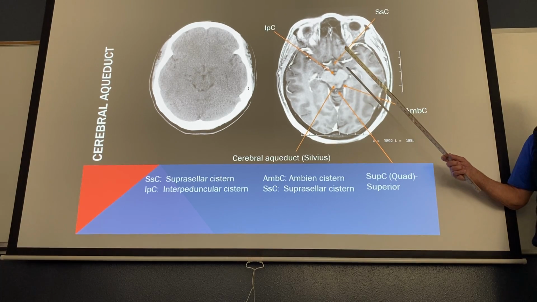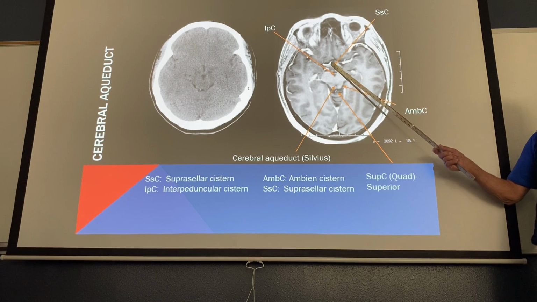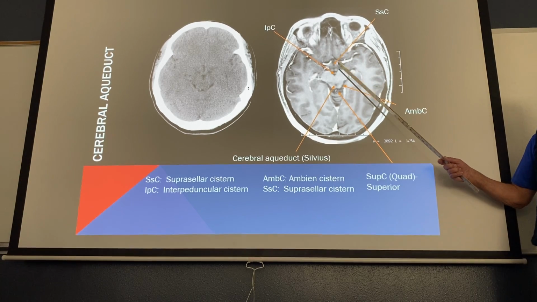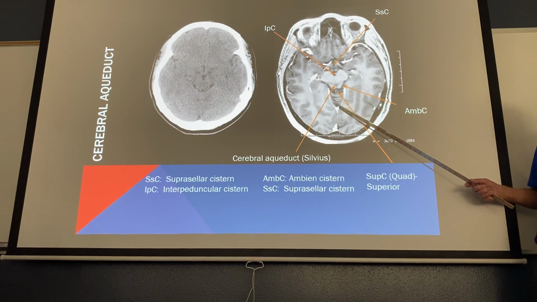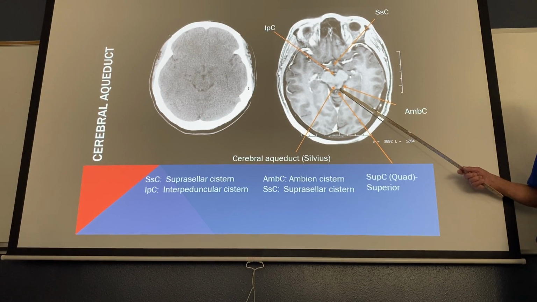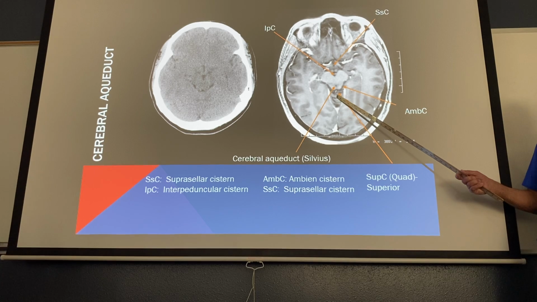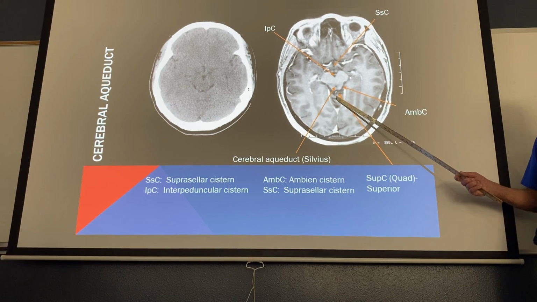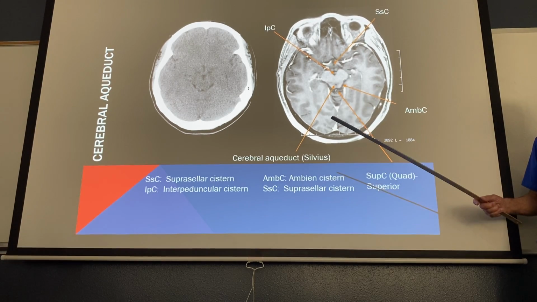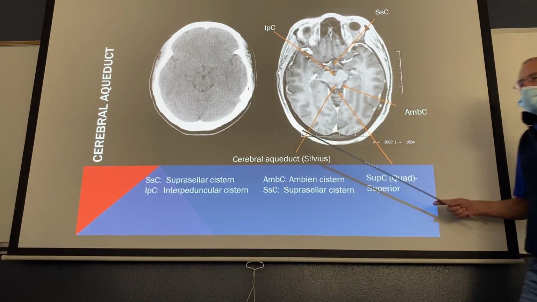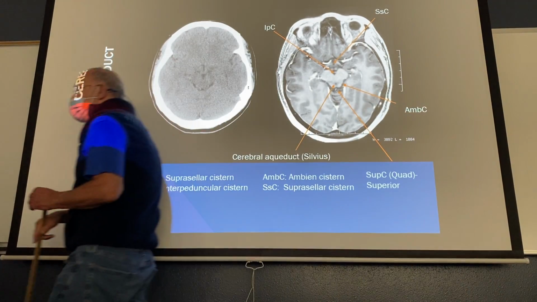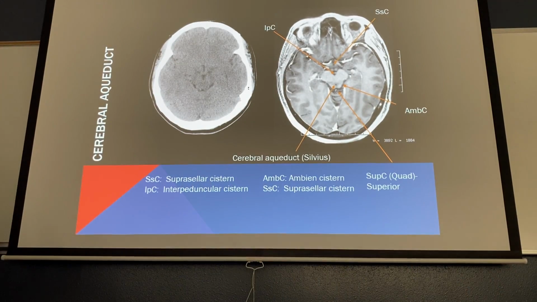So what you have here is a lot of your cisterns. You're going to have the suprasellar, the interpeduncular, the ambient right over here, and then the one I left my tag off here is called the superior cistern. It's located between the vermis here and the tectum of the midbrain region. So this is kind of an important level. You get the majority of your cisterns at the midbrain level.